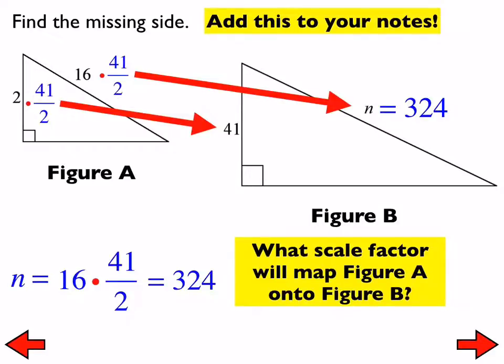And then if I ask you for the scale factor, which I had you do when you were shoulder partnering, that will map figure A to figure B, of course, that will be 41 over 2. And that's one reason why we need to find that multiplier, because it ends up being the scale factor. And if you were asked to go the reverse direction, the scale factor, of course, would be 2 over 41.